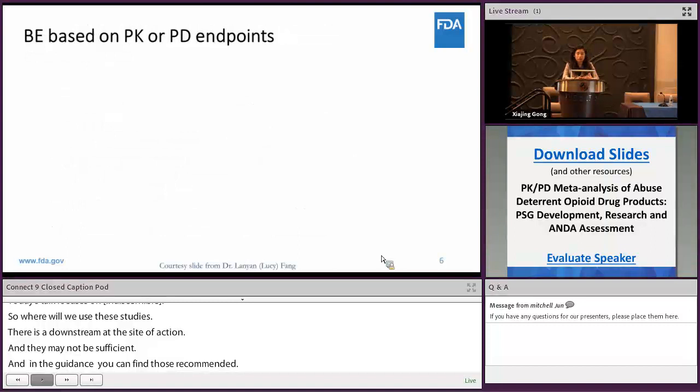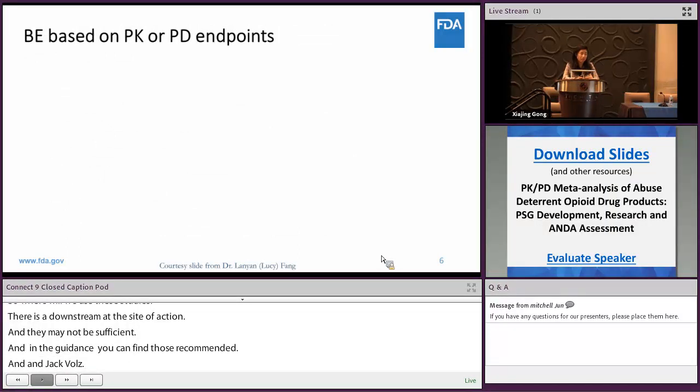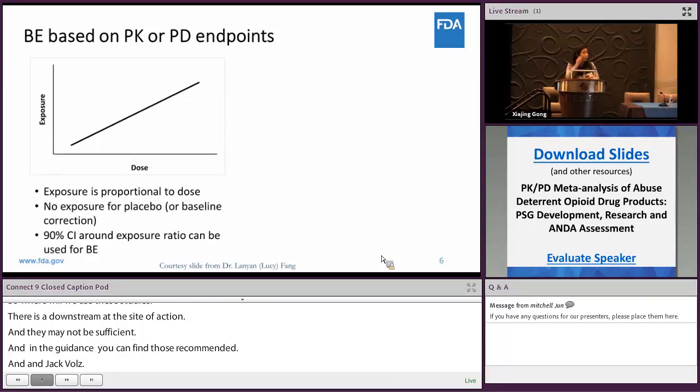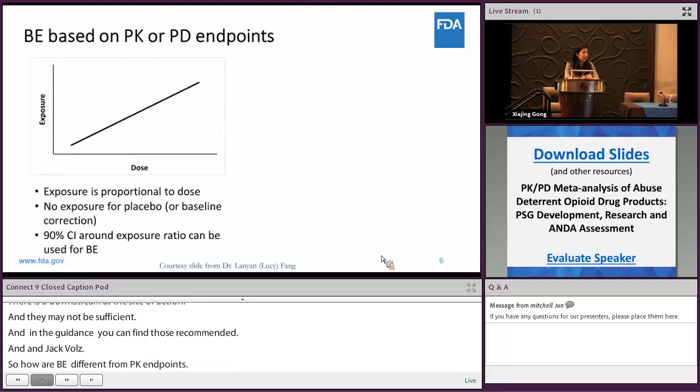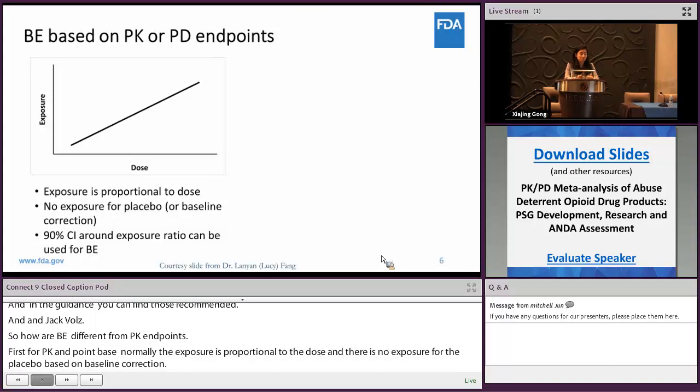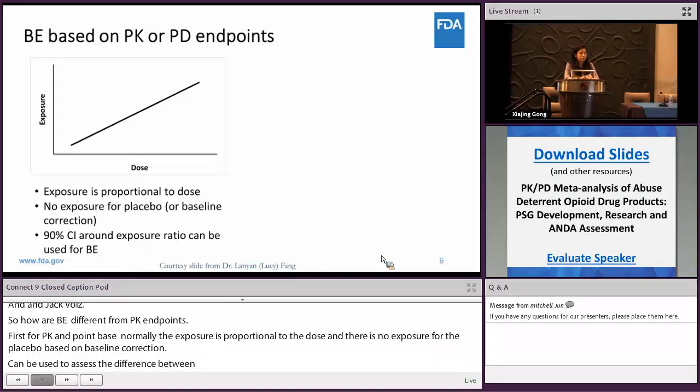So how are PD endpoint-based BE different from PK endpoint-based BE? First, for PK endpoint-based BE, normally the exposure is proportional to the dose, and there's no placebo or baseline correction. So the PK differences can be used to assess the difference in dose delivered by the two products. And a 90% confidence interval around the exposure could be used to establish BE.